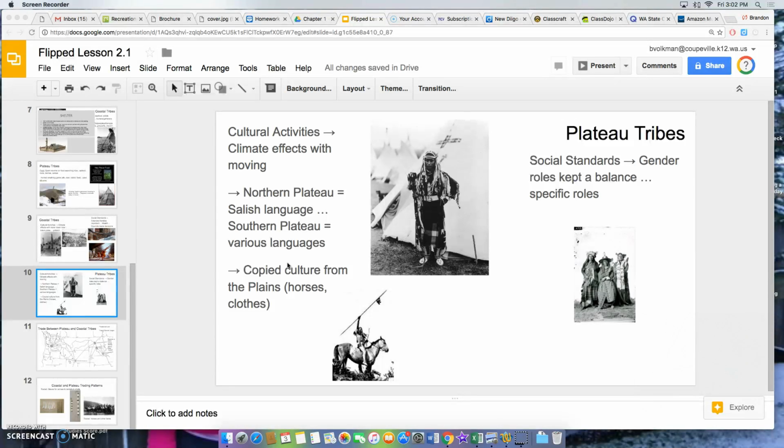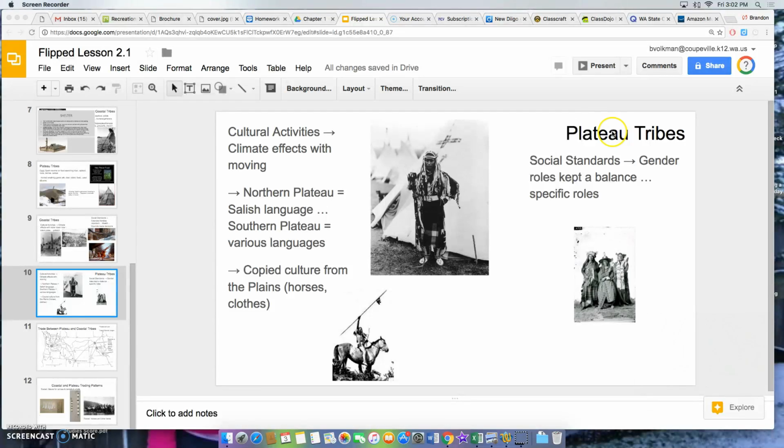They were at an area kind of like an impasse, where a lot of other Native American tribes would meet on the plateau to trade. So they had a lot of influence from the Plains Indians, for example. And because of that, they copied a lot of the culture from the Plains Indians, like the way they dressed and the fact that the Plains Indians used horses. This was something that the Plateau natives did quite a bit.